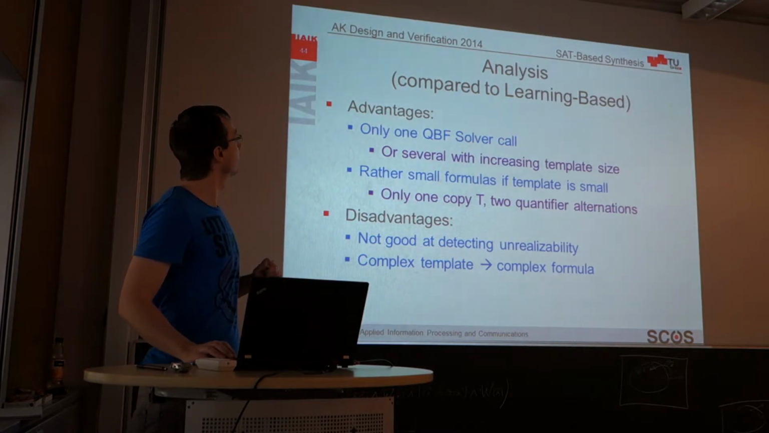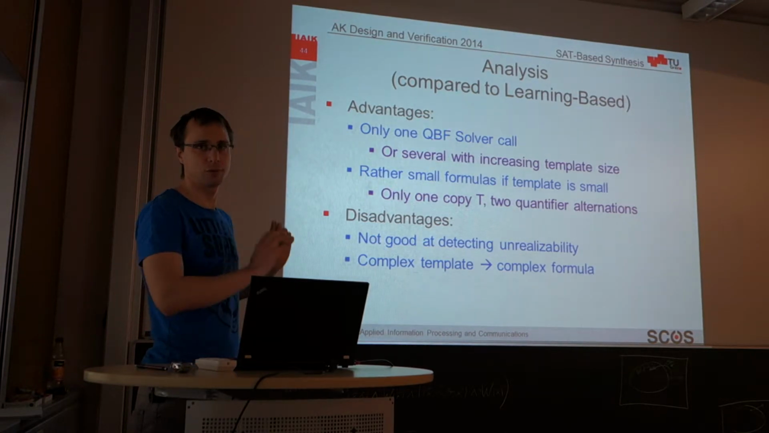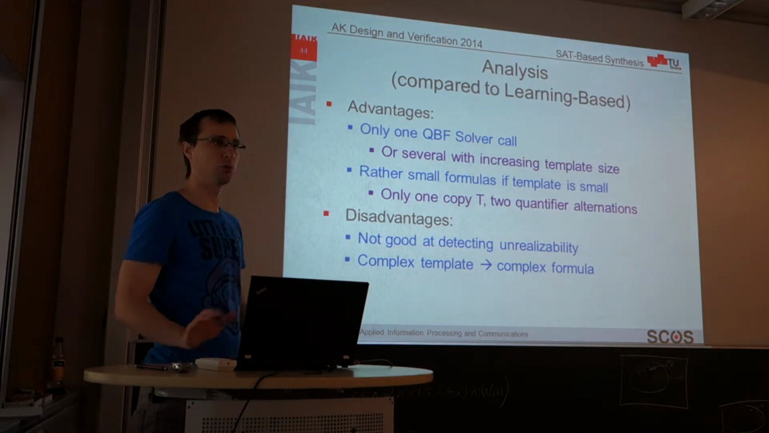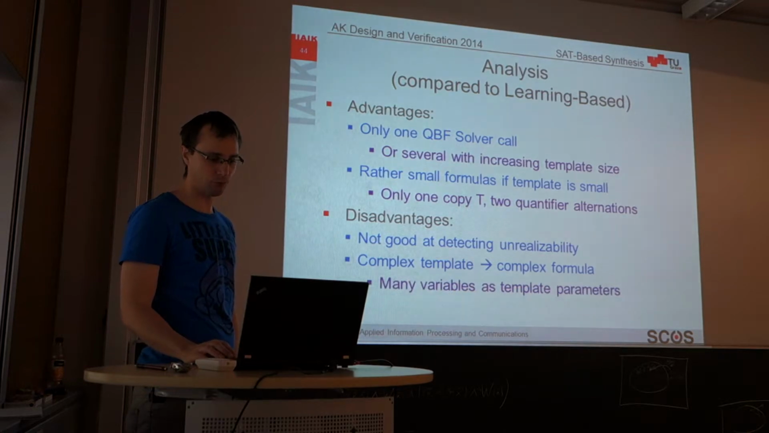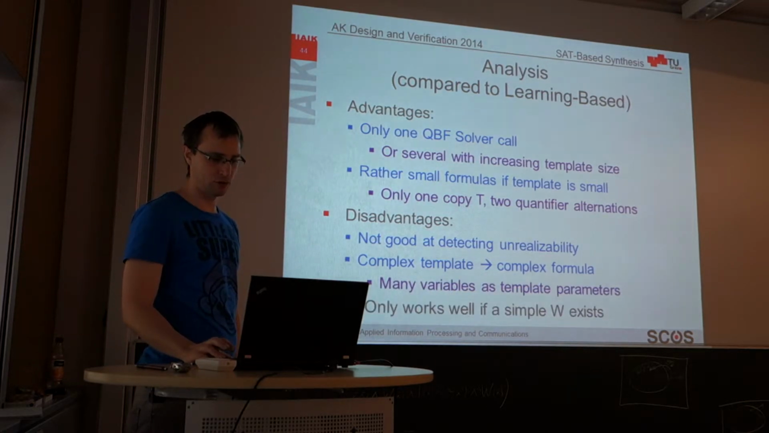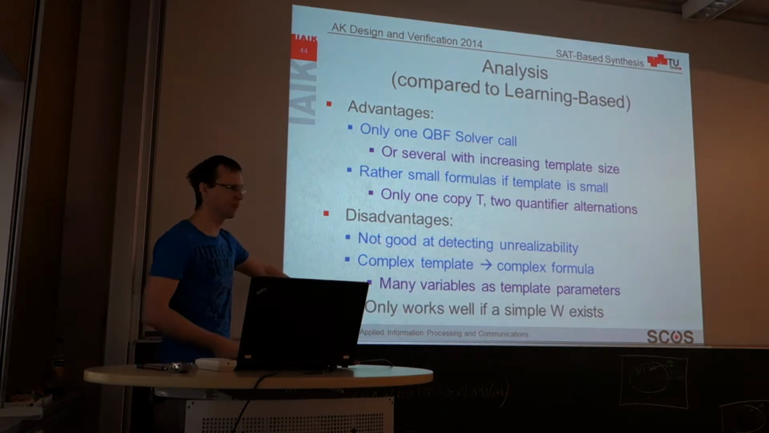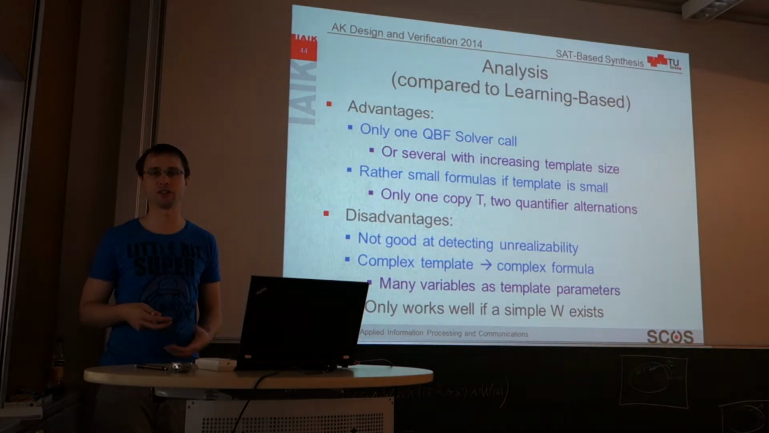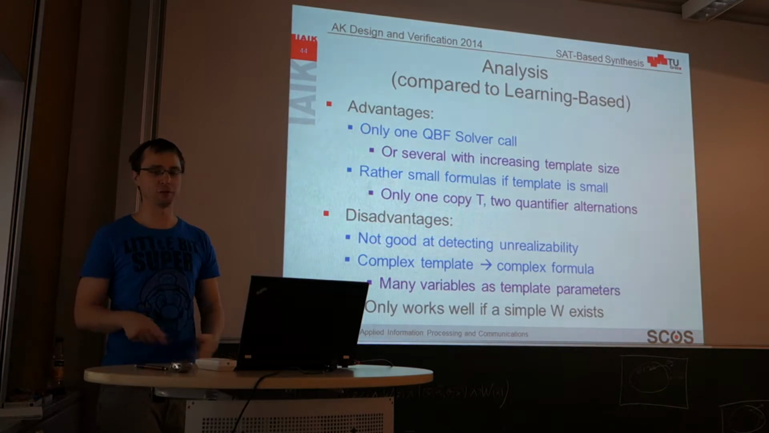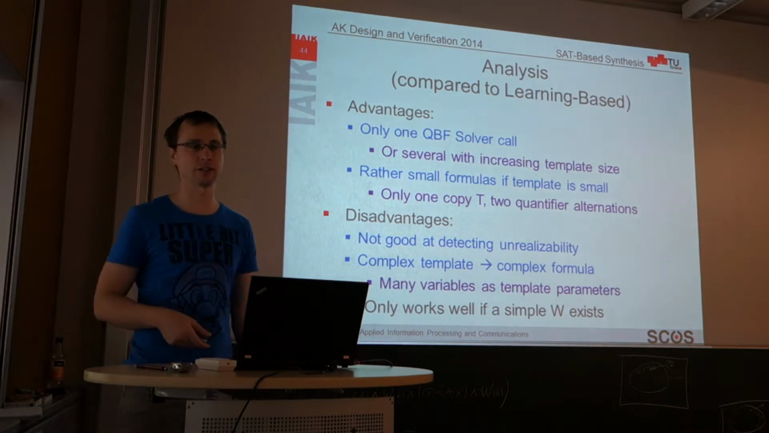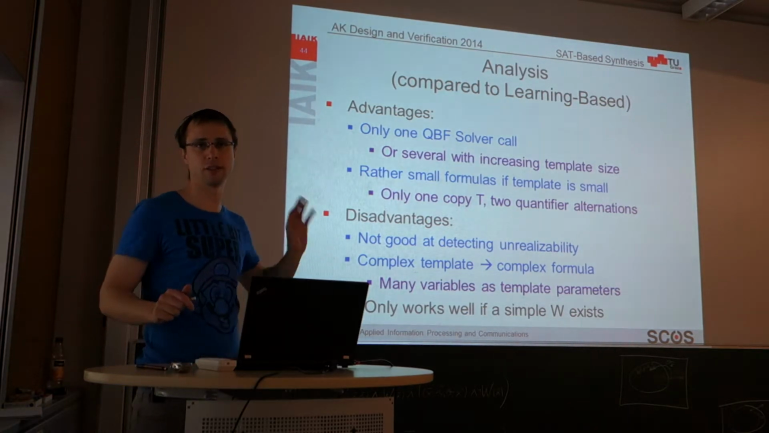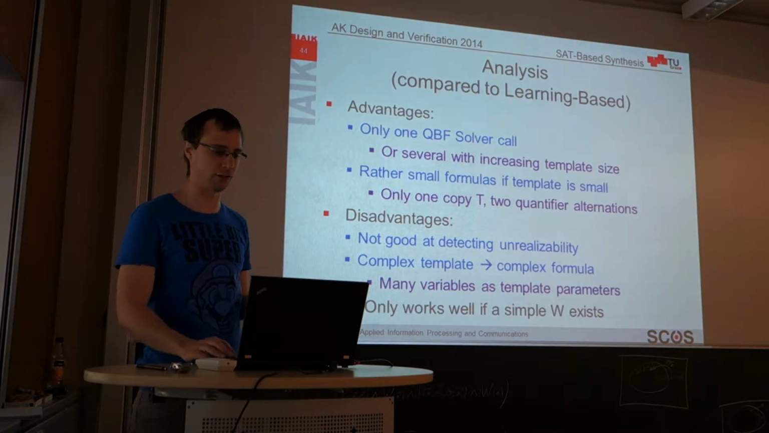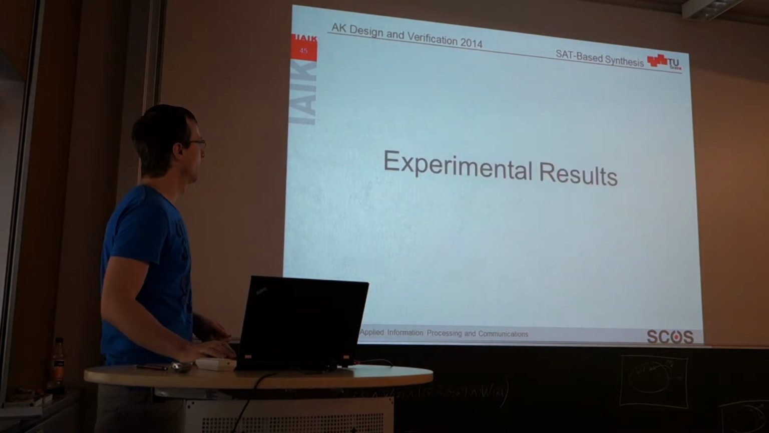So this was the template-based approach. I just wanted to mention this briefly as a completely different approach. Yes. So the conclusion is this only works well if there exists a very, very simple formula that characterizes our winning region. If the simplest formula that characterizes our winning region is super complex, then this approach will not find it, or not find it fast.